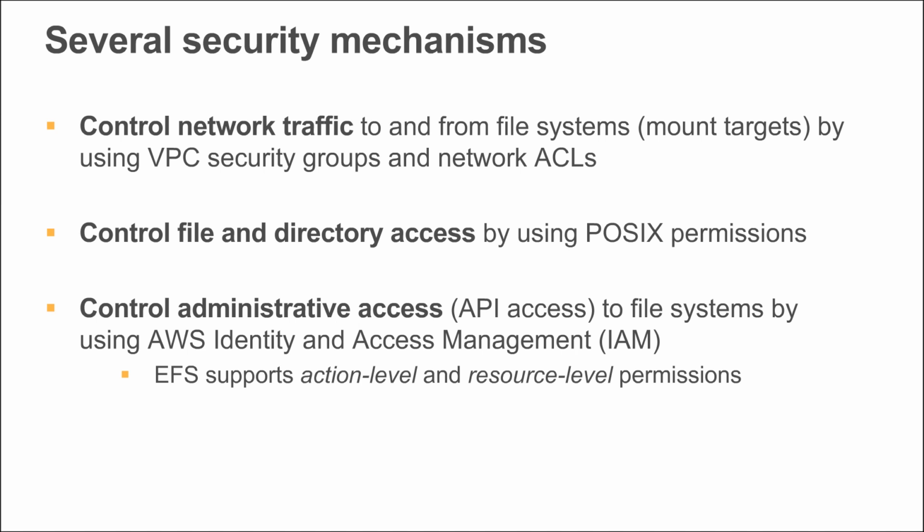So EFS provides a simple API that you use to manage your file system. And there's not a whole lot in that API because there's not a whole lot that you need to do to manage your file system. So the API allows you to create and delete your file systems, to create and delete the mount targets, create and delete tags, and view some details on the file systems that you have in an account. And you can use IAM to control who's able to call which functions on which file system. So it's action level and resource level permissions via IAM.